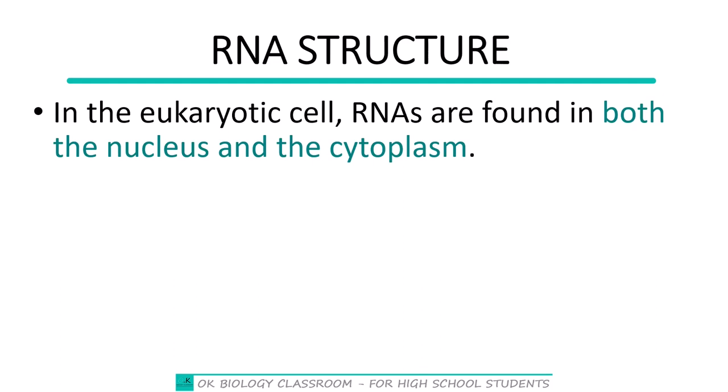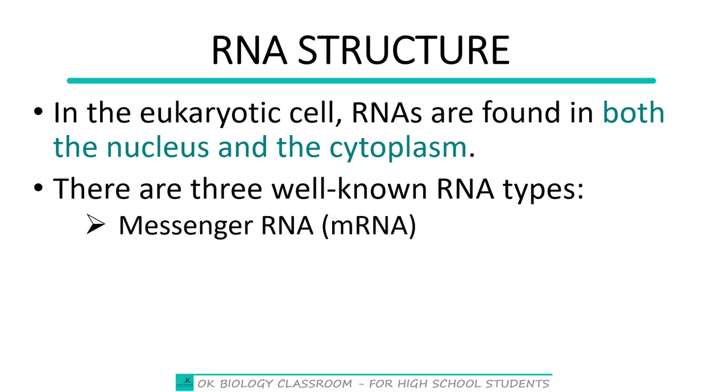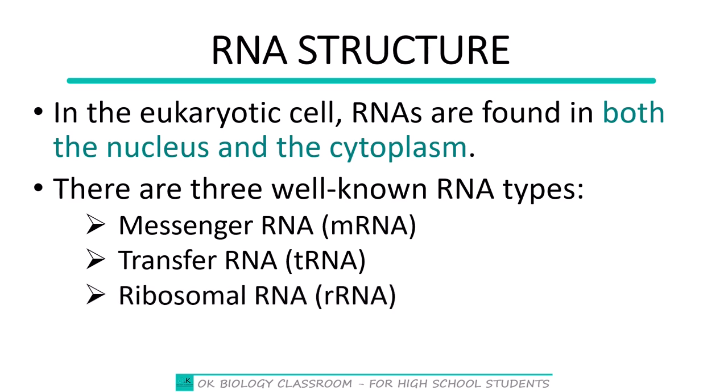Okay, so what are the types of RNAs that we have? Yes, there are three well-known RNA types. One of them is the messenger RNA. We usually represent it with a small letter m and capital letters RNA, like we see on the screen. Okay, and then there is transfer RNA, which is tRNA. There is ribosomal RNA, which is rRNA.